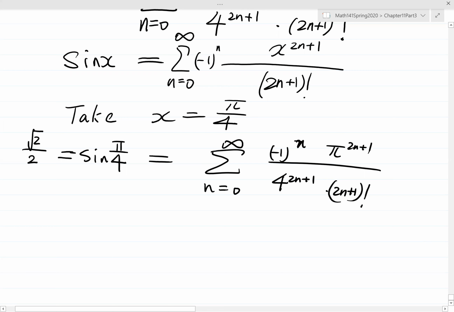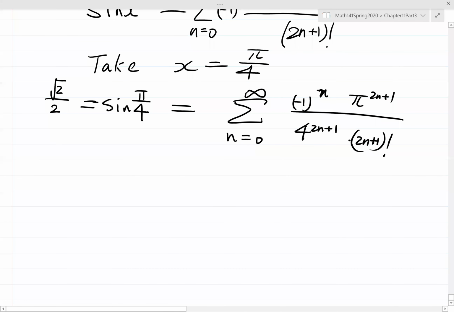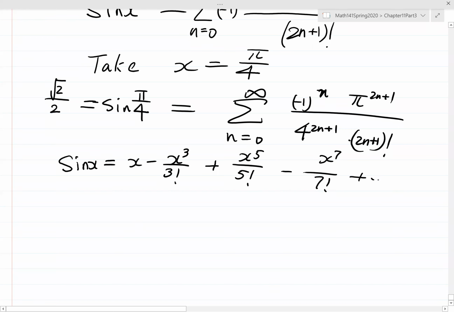Now let's do some examples of Taylor series. For Taylor series or Maclaurin series, we can use the Maclaurin series to compute the third thing by approximation, or numerically. For instance, if you write sine x as x minus x cubed over 3 factorial plus x to the power 5 over 5 factorial minus x to the power 7 over 7 factorial, etc.